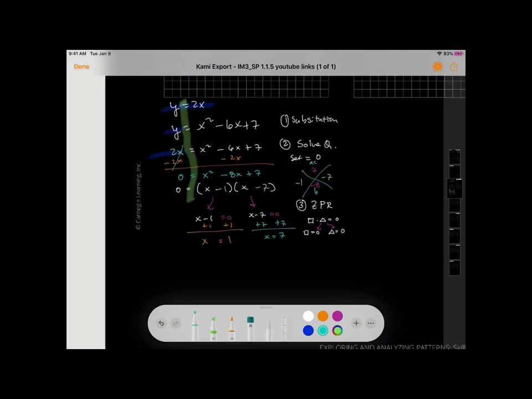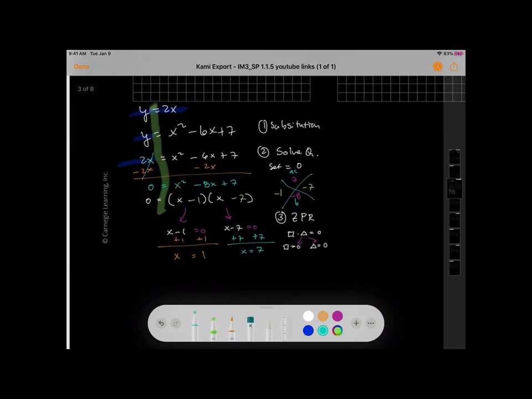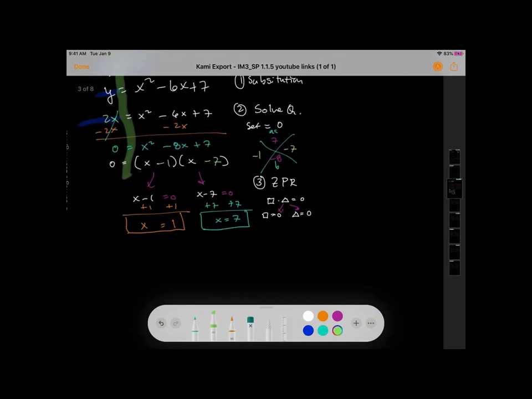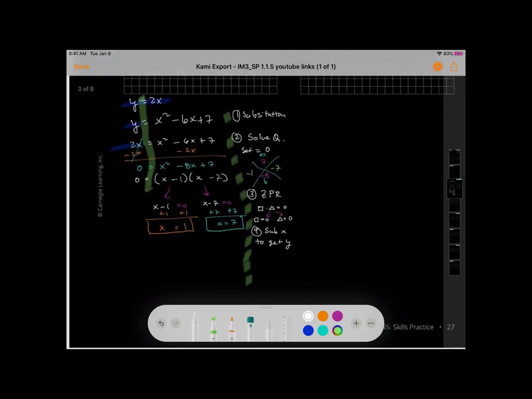Okay, what does this mean for us? Let me highlight those. I'm doing steps over here on the side. My next step is to sub x to get y. We want a y value. And let's see if I can use my highlighter. This equation, I'm just going to use here. Let's go ahead and use that together.